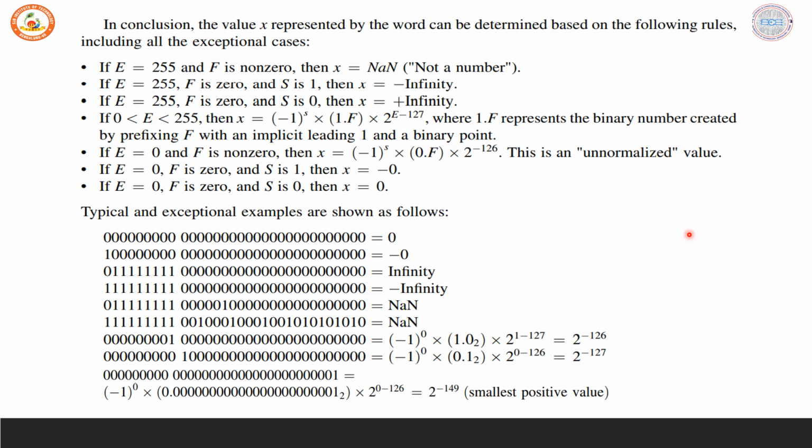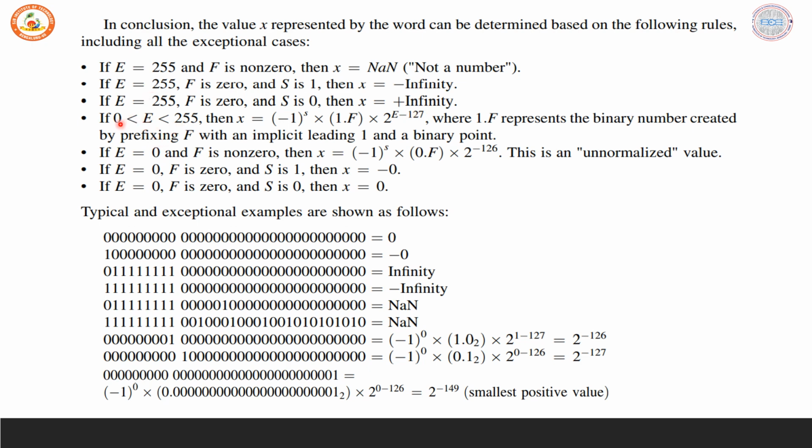Now, in conclusion, the value x represented by the word can be determined based on the set rules, but the rules have certain exceptions. The exceptions are as follows. If E values 255 and F is non-zero, then X is said to be not a number. For the same combination, when F is 0 and S is 1, then X is negative infinity. If S is 0, then X is equal to positive infinity.